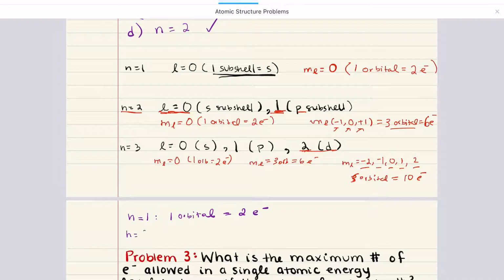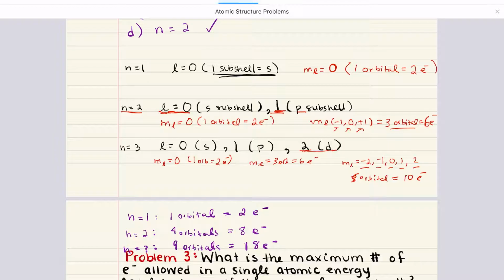When n is equal to 2, we actually have one s orbital and 3 p orbitals for a total of 4 orbitals, and that gives us a total of 8 electrons. Wonderful. And then for n equals 3, we have one s orbital, 3 p orbitals, and 5 d orbitals for a total of 9 orbitals in the n equals 3 energy shell. And that gives us a total of 18 electrons.